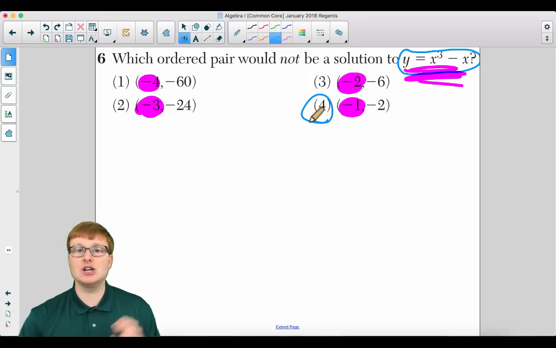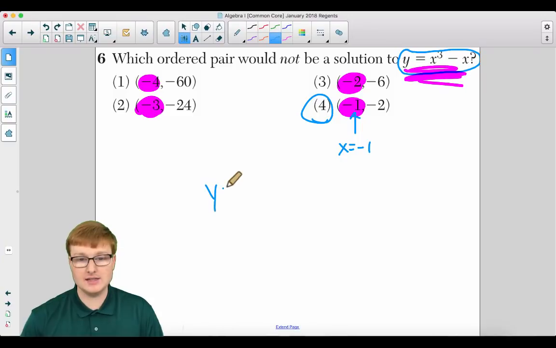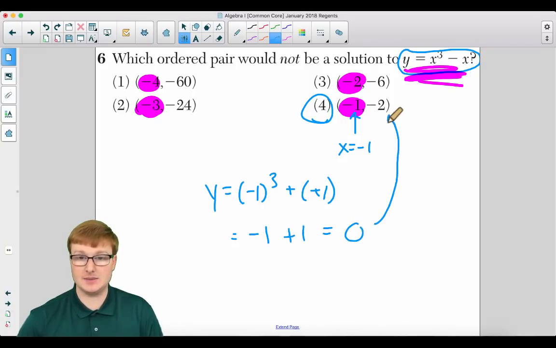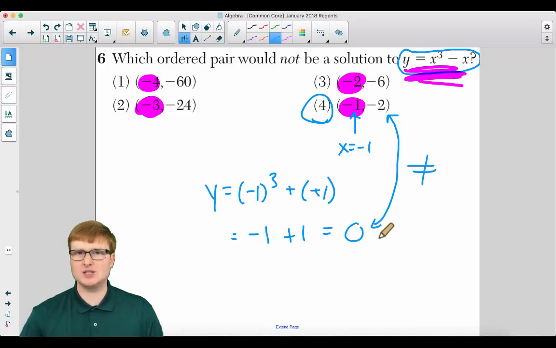All right, and just to verify this by hand, I'll be more than happy to show you. If you take the value of x equals -1 and plug it in, we have y equals -1 to the third minus a -1. Well, -1 to the third is -1. These give you a positive, so that's going to be -1 plus 1, which is 0. Well, last time I checked, 0 does not equal -2. So that's why choice 4 is going to be your answer. Every one of these ordered pairs, choices 1, 2, and 3, work out.